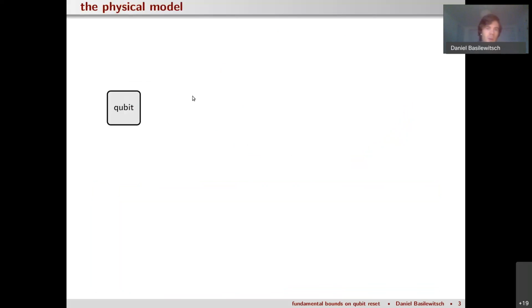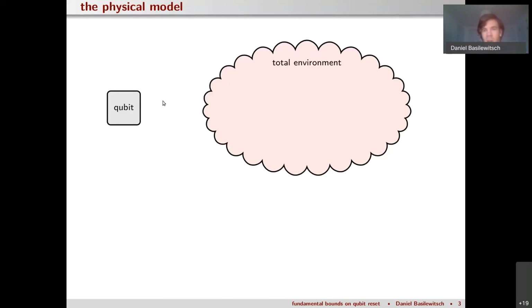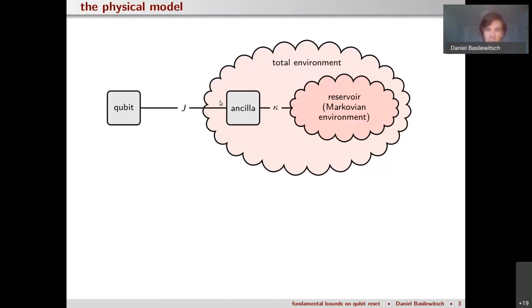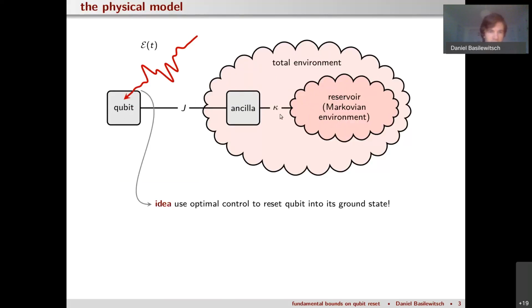So to somehow resolve this problem, we considered a particular model, namely we assumed that we have a structured environment. Namely, we assumed that our environment is given by a strongly coupled ancilla. So we assume that the qubit couples strongly to some kind of ancilla system in the environment. And then there's the remaining environment, which could be, for example, some thermal reservoir, but its dynamics is completely given by Markovian dynamics. And now the question is, how do we have to choose the control field so as to initiate the export of the entropy, which means to initiate the qubit reset?